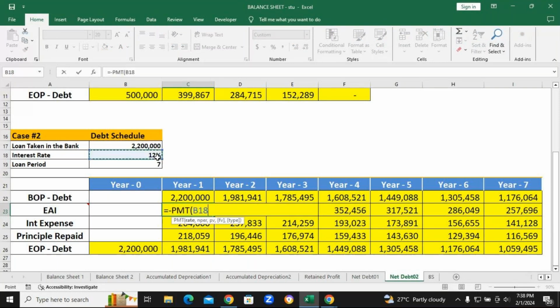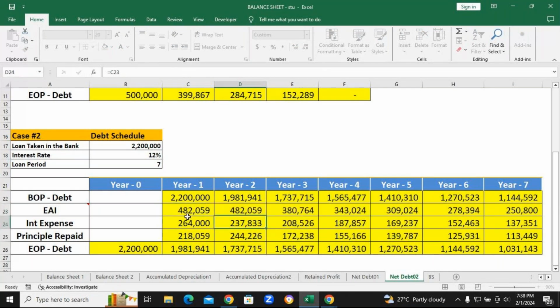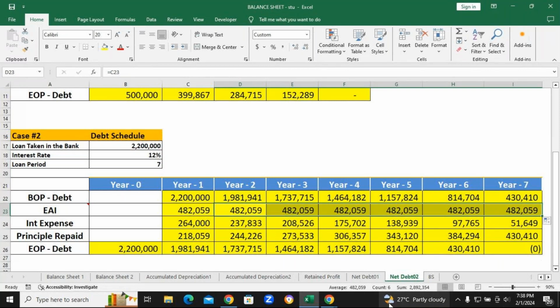Rate, I'll take this and fix it using F4. Then NPER, I'll take 7 years and fix this using F4. Again the present value, I'll take this and fix it, comma, future value 0, and the end of the period calculation has to be applied. Here I'll take equals the previous year's EAI. Okay, let's see if this has come out properly. Yeah. So I made a mistake in calculating the EAI. Every year the installment is going to remain the same.